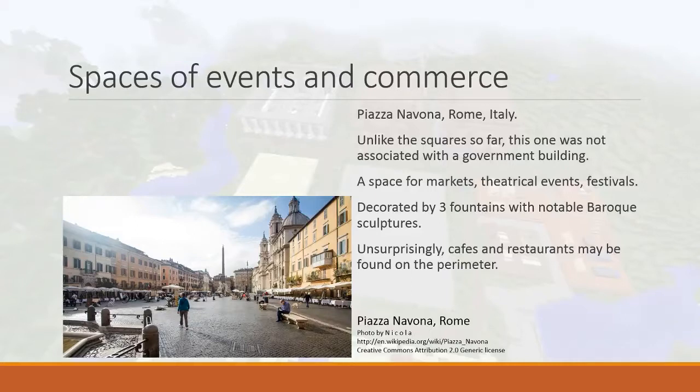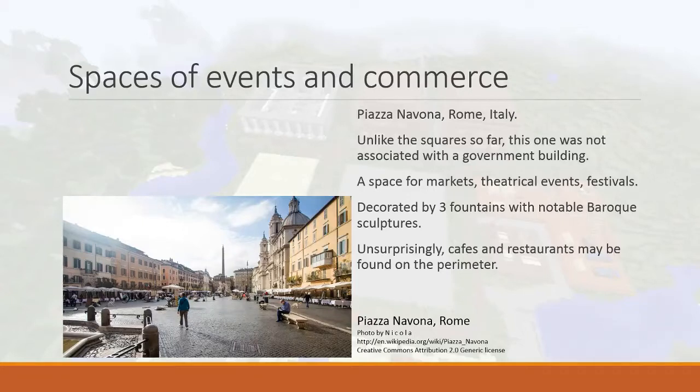This is Piazza Navona in Rome, Italy. Spaces of events and commerce. So Piazza Navona, if I remember right, was never a government. There was never a government building next to the square. So this was more just a space of commerce and events. So markets happen here. Historically, markets happened here, theatrical events happened here, and festivals were celebrated here.